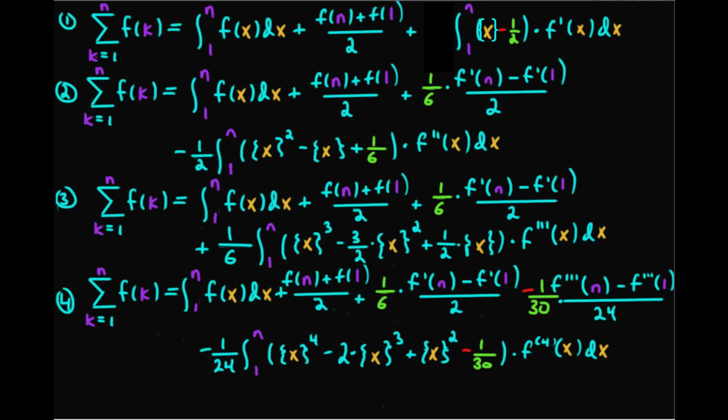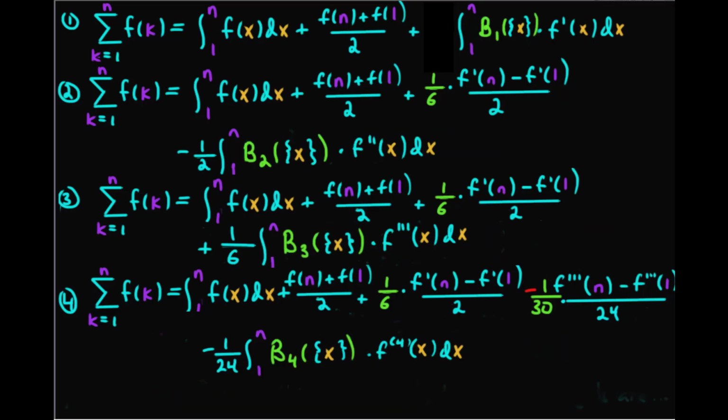Well, since we know that within the error integral for each of these versions of the EMSF, the polynomial expression in the fractional part of x is always a periodic Bernoulli polynomial, and these periodic Bernoulli polynomials contain more and more terms as we go, just to be more concise, I'm going to write them all as B sub 1 of the fractional part of x, B sub 2 of the fractional part of x, B sub 3 of the fractional part of x, and so on. The next thing we might notice when looking at these formulas is that the constant that's multiplying f prime of n minus f prime of 1 over 2 in formulas 2, 3, and 4, we might recognize that constant to actually itself be a Bernoulli number.